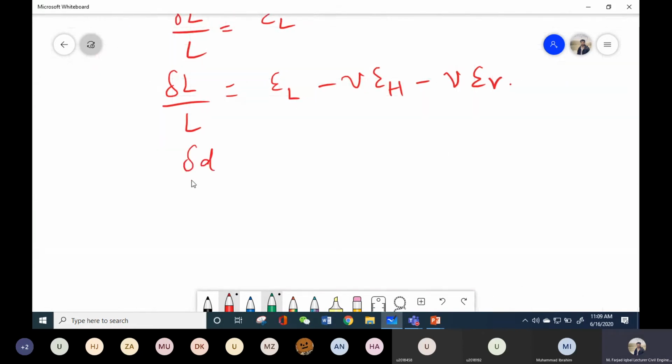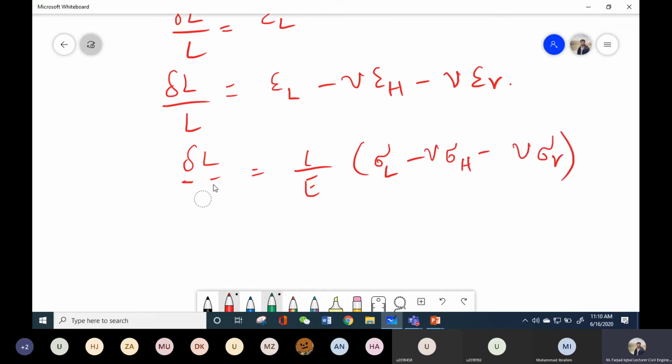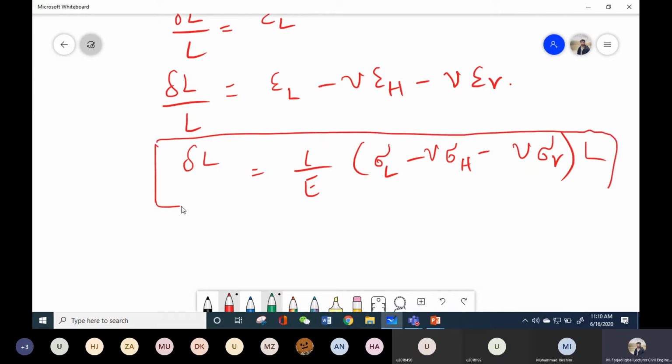So if I simplify this one again, I will get 1 over E into (sigma L minus sigma H minus nu into sigma R). This length will go on to the other side, and this is our relationship for the calculation of change in length, provided that we know the longitudinal stress, hoop stresses, or the radial stresses. So these are two formulations for the calculation of strains in the thick cylindrical element.